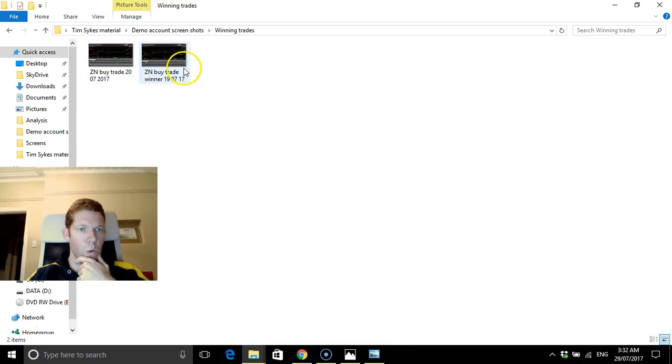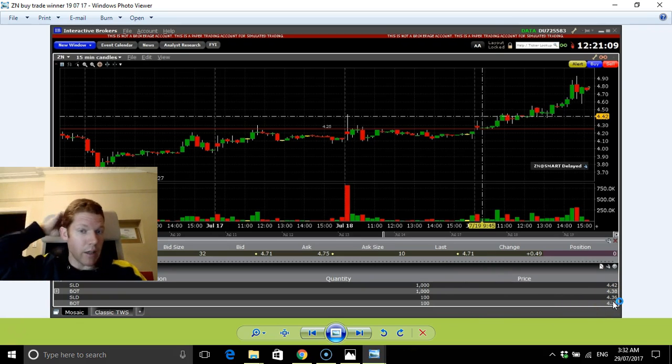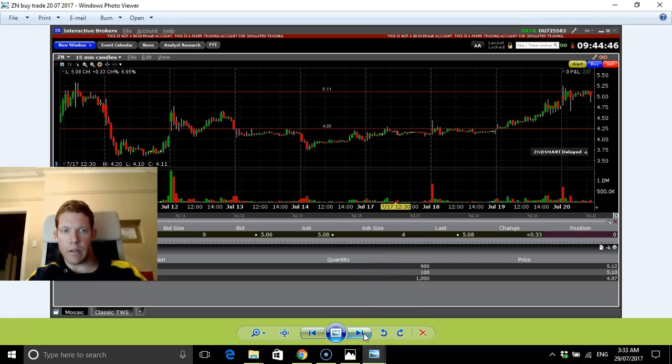So this is on the 19th. I got in here. This was more of a small play, just testing out executing it. I was actually at work that evening, but I had been watching ZN during the day previously, and I thought, well, let's make a play here. So these were my positions, nothing ridiculous at all.